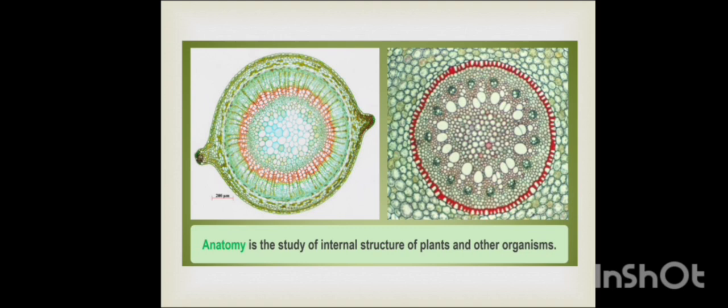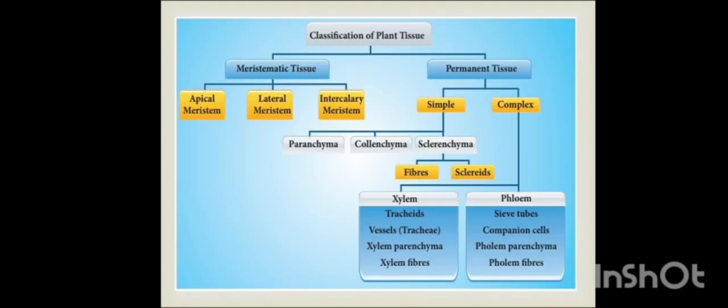On the basis of division, tissues are classified into two types, that is the meristematic tissue and permanent tissue. Meristematic tissue means the tissue which has the capacity of cell division repeatedly. The meristematic tissue is again divided according to their position: apical meristem, lateral meristem and intercalary meristem.